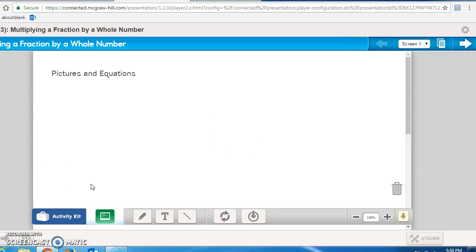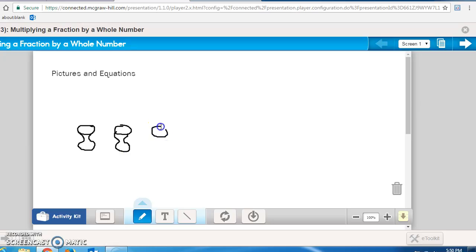Pictures and equations. There are 3 vases. So for my 3 vases, here comes my picture. Now let's remember Mrs. Hargraffen is drawing this fairly quickly, so my vases may not be the prettiest vases in the world, but that is what they are. Each vase has 4 flowers. Well, I'm just going to draw the stems because I don't want to take the time to draw 4 flowers completely in them. Again, use your imagination.